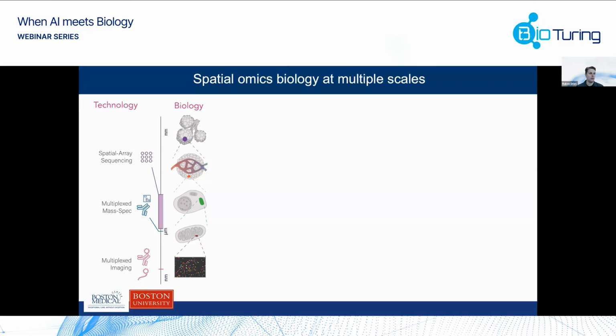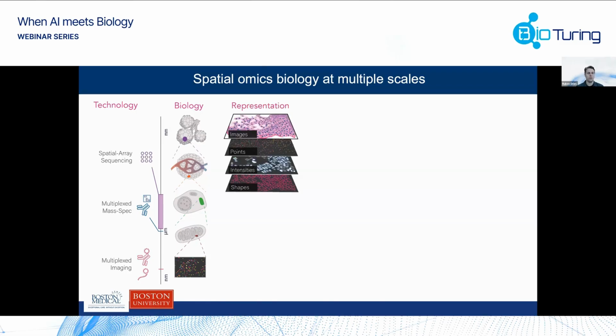We also want to make sure that we can capture any type of technology and combine any type of technology. And that technology also happens at multiple scales, depending on what kind of technology you want to multiplex with what, whether it's multiplex imaging, whether it's a spatial array. In order to do that, we have a very flexible representation of any type of output data, whether it's images, points data, intensities, or shapes. And we thought about ways to represent your data in a multimodal way, so that vertical integration is very easy, for example connecting epigenetics, transcriptomics, or proteomics.